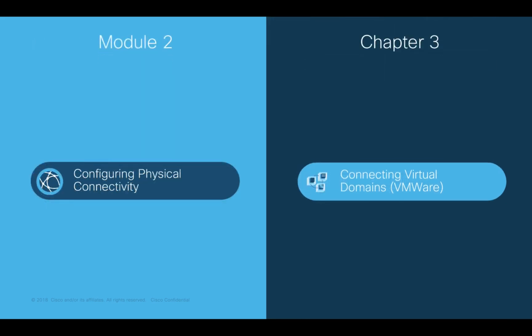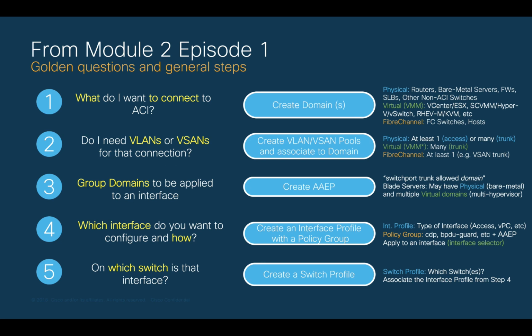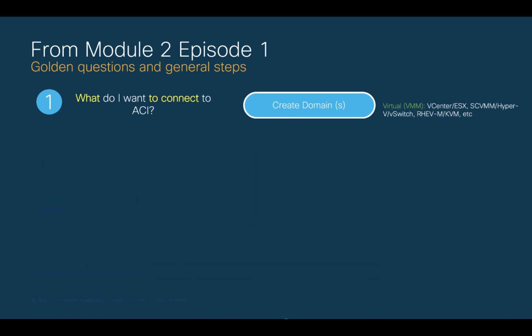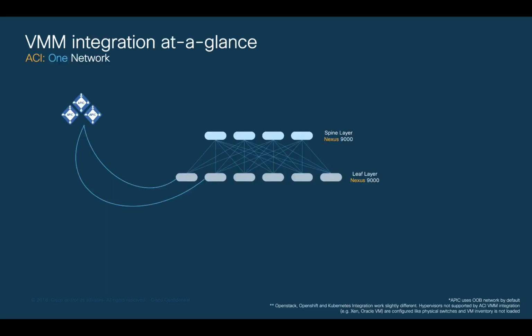In this video, we will cover Module 2, Configuring Physical Connectivity, Chapter 3, Connecting VMware Virtual Domains. In Episode 1, we learned some golden questions that will lead you to connect pretty much anything to ACI. Amongst those things which relate to the first question are virtual domains, which include integrating VMware, Hyper-V, Red Hat, and other hypervisor networking flavors. In this chapter, you will learn how to create a Virtual Machine Manager or VMM domain and integrate virtual networking to ACI in order to configure one network instead of multiple.